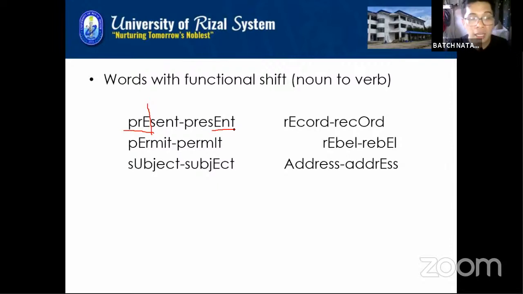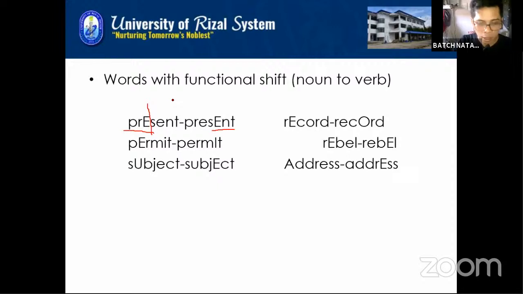Then the second one is permit, permit. Kaya minsan 'di ba meron tayong nauuso pa dati yung examination permit. Binabasa namin yun is examination permit, which is incorrect because permit there is referring to a noun. So we say permit. It has to be examination permit.